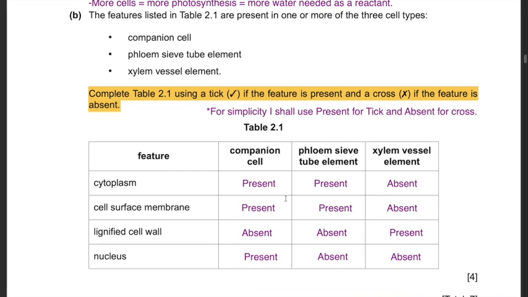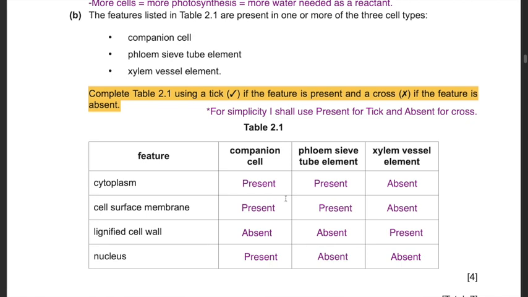Part B. The features listed in table 2.1 are present in one or more of the 3 cell types: companion cell, phloem sieve tube element, xylem vessel element. Complete table 2.1 using a tick if the feature is present and a cross if the feature is absent. For simplicity, I shall use present for tick and absent for cross. Let's look at the features.